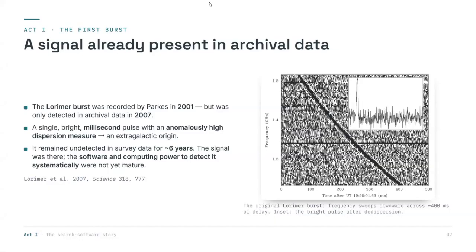Parkes recorded it in 2001, and it was discovered in archival data in 2007. The signal had been sitting in the data for about 6 years. This raises a simple question. The signal was very bright. In principle, it should be very easy to see. Why didn't we find it earlier?